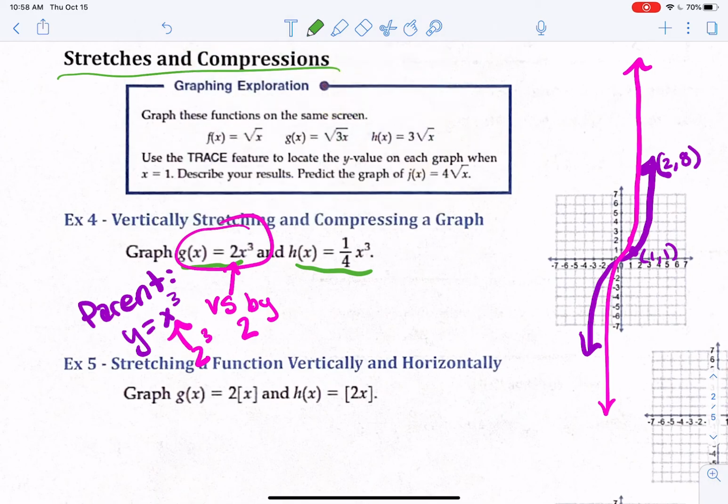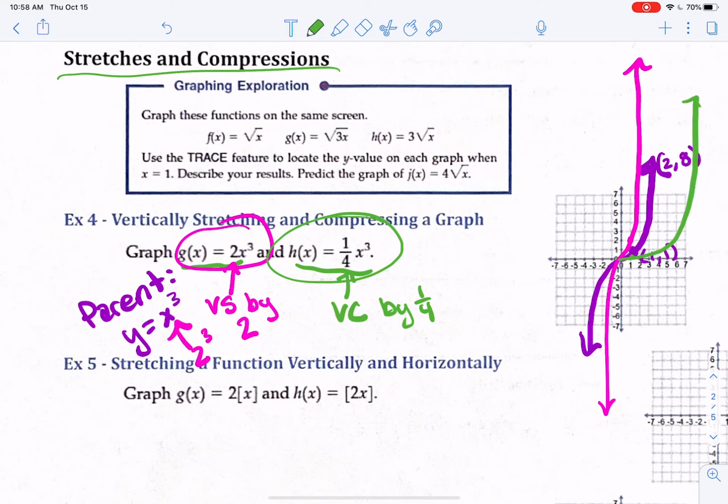Last function, 1/4 x cubed. This 1/4 is going to be a vertical compression by 1/4, okay? So instead of this point over here being 1, 1, it's going to be 1, 1/4. So he'll be really skinny and really wide, like this, and like this. Okay, so that's kind of compressing him down vertically. You're making him closer to the x-axis.